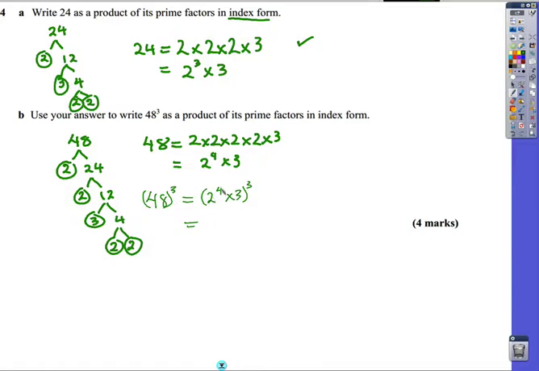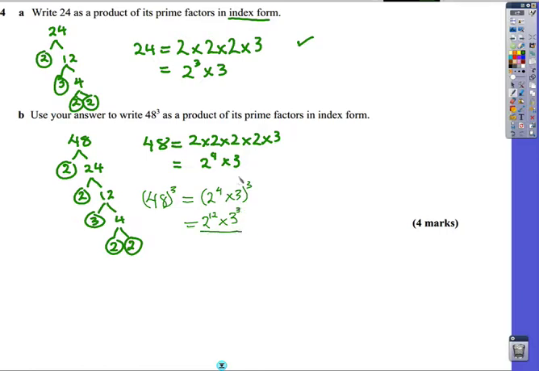Now expanding brackets, you know that we need to multiply the powers. So 2 to the power of 4 cubed is going to be 2 to the power of 12. 4 times 3 is 12. And this 3, you know it's going to be 3 to the power of 1. We don't need to write that. So 3 to the power of 1 cubed is, well, 1 times 3 is 3.